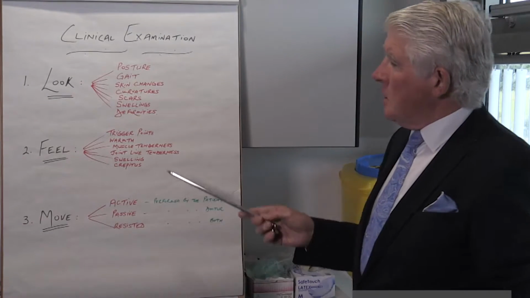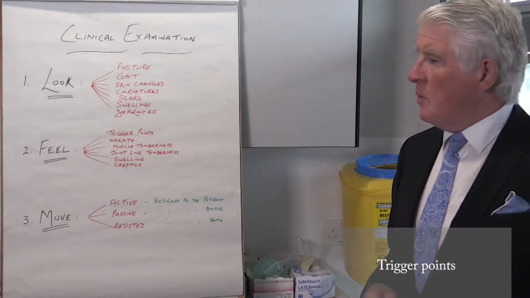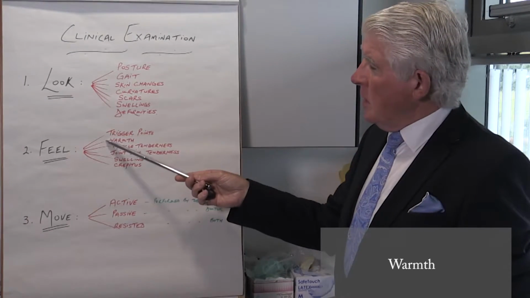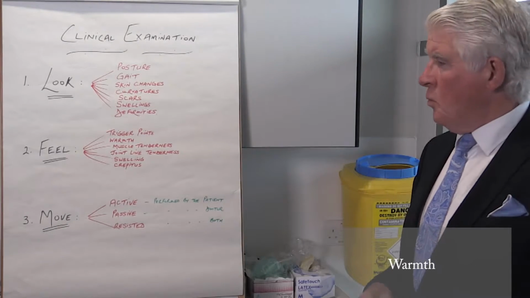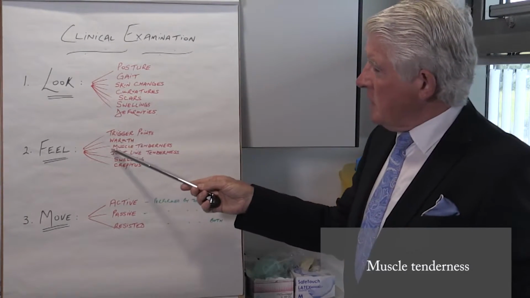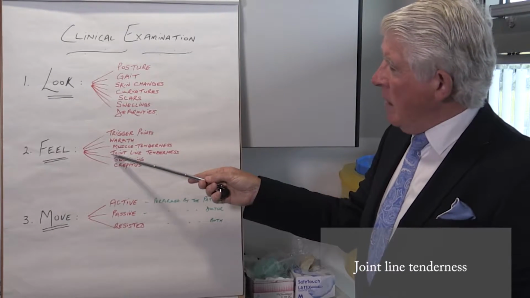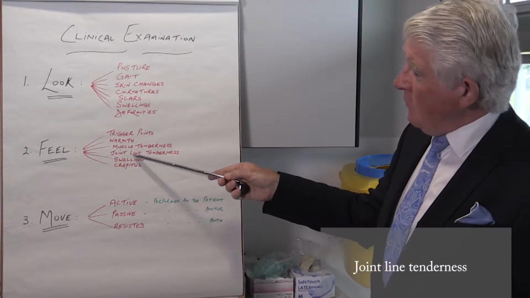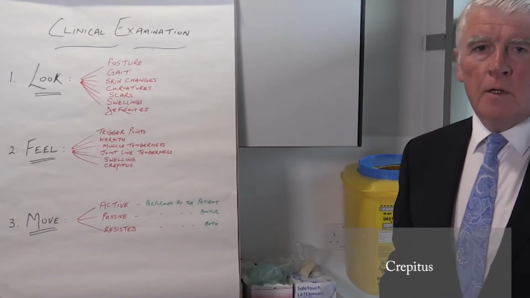examine a joint. Then we feel for trigger points, which you can get, for example, with fibromyalgia. We look for any warmth: is the joint warm or hot, or is it inflamed? We then look for muscle tenderness around the joint, and then we also look for joint line tenderness, and we look for swelling as discussed, and we try to evaluate whether there's crepitus or not.